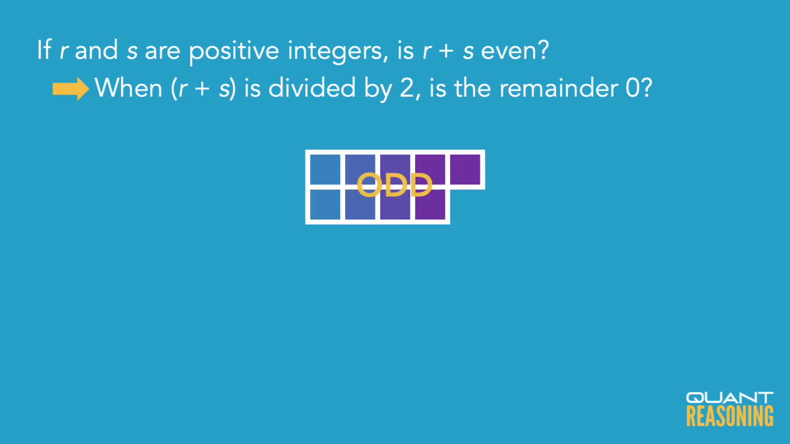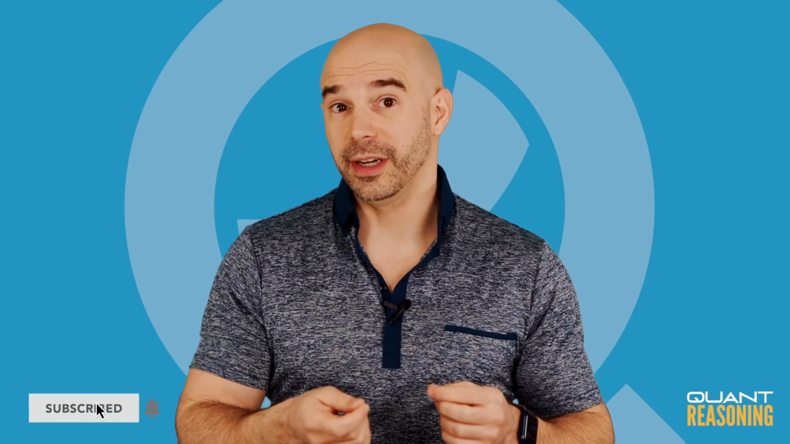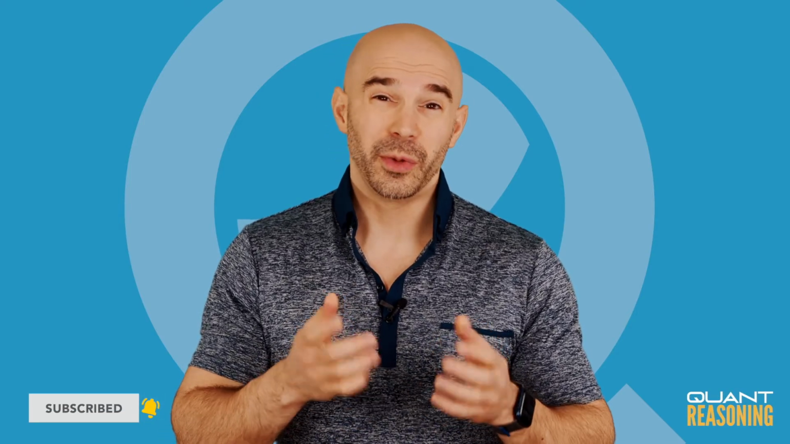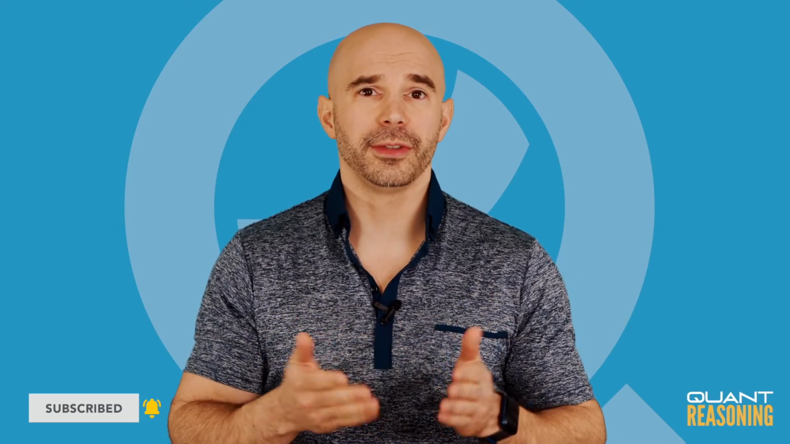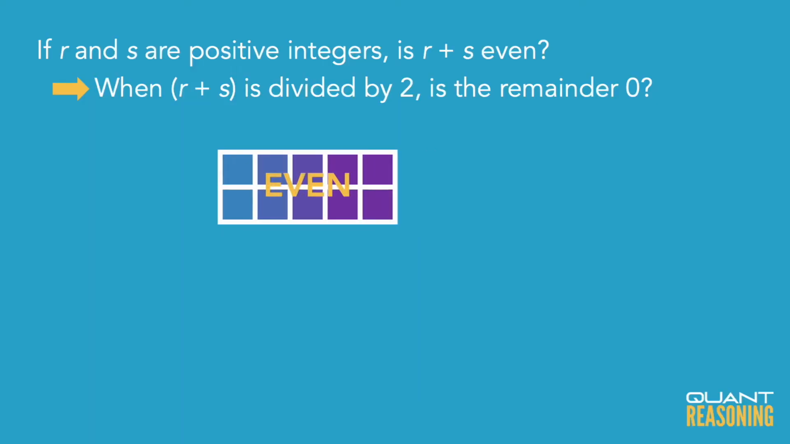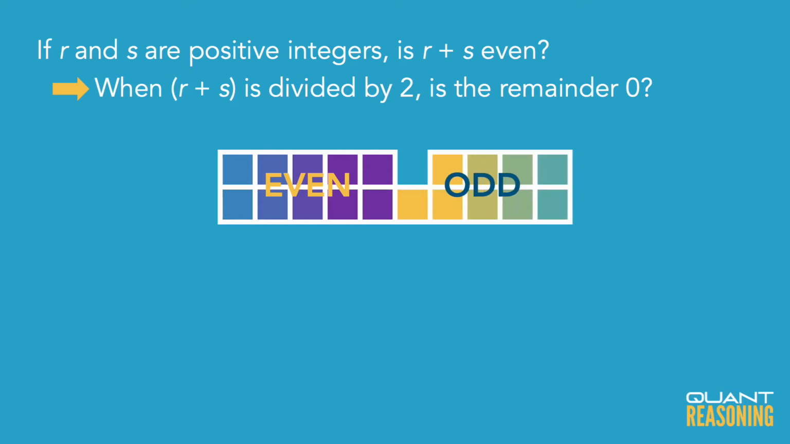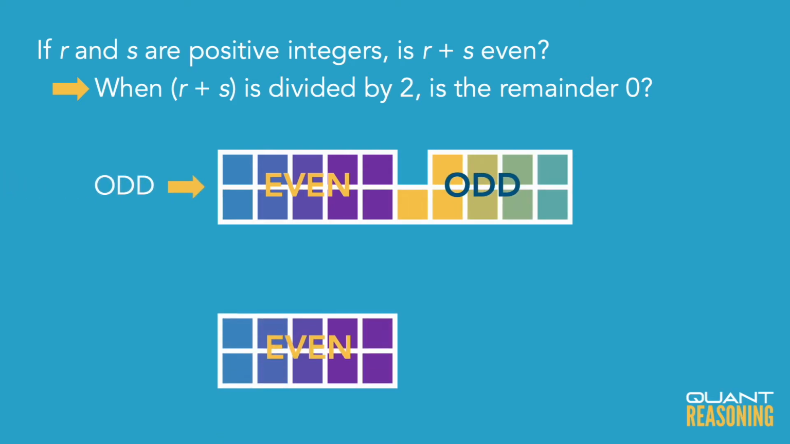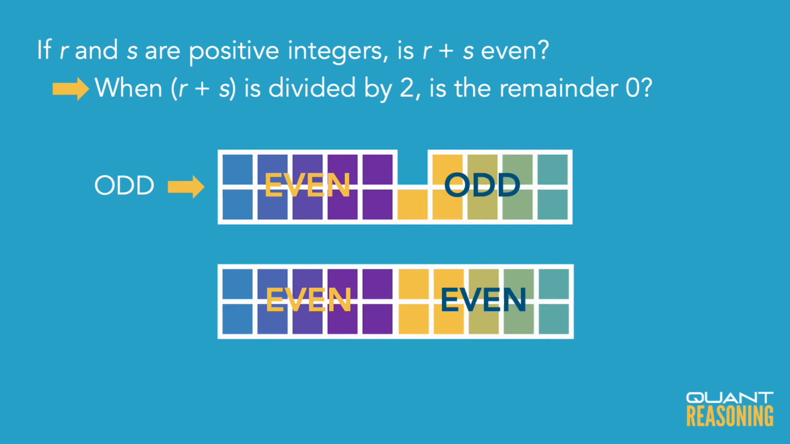Now, in order to know what the remainder is when we divide the sum of these two positive integers by 2, we'd need to know the remainder of each of those integers when divided by 2. Now, we could prove insufficiency for each of these statements on its own just by visualizing what happens when you take, say, an even number with an odd number or an even number with an even number and see that those lead to different answers, and therefore neither of the statements is sufficient on its own.